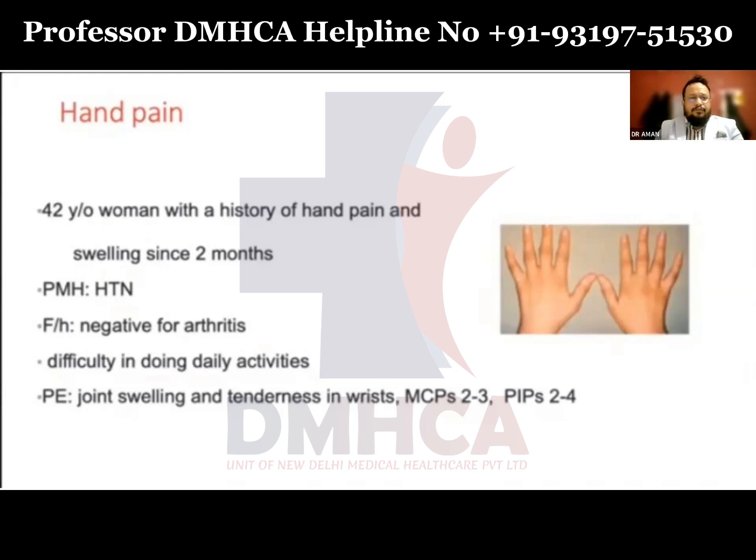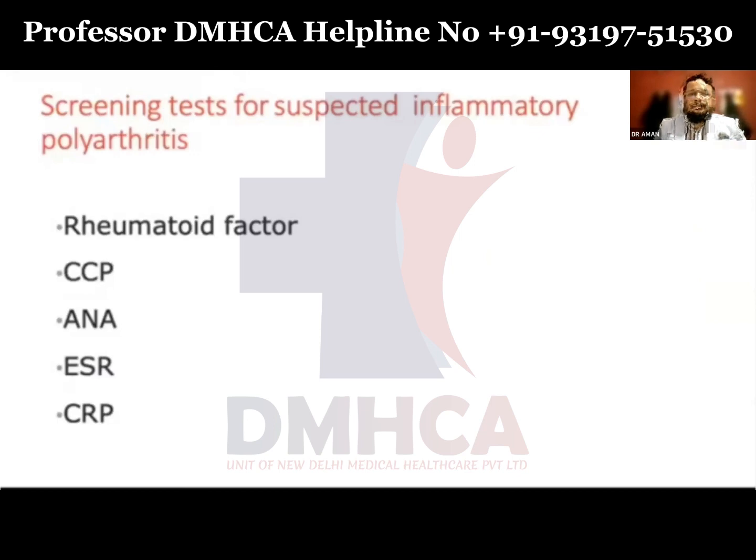The initial investigations are negative for arthritis, but the patient has difficulty in doing daily activities. Then what are the screening tests for suspected inflammatory polyarthritis? First is rheumatoid factor, then CCP, then ANA, then ESR, and fifth is CRP. When the patient comes to your OPD or emergency, you go for the rheumatoid factor. If it is absent, then we go for CCP, then ANA, then check whether the ESR and CRP are raised.